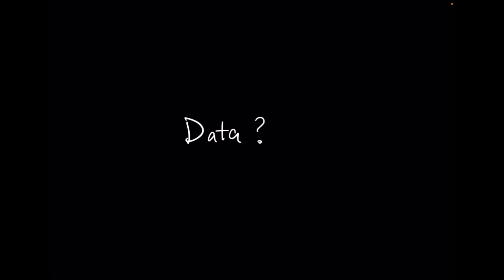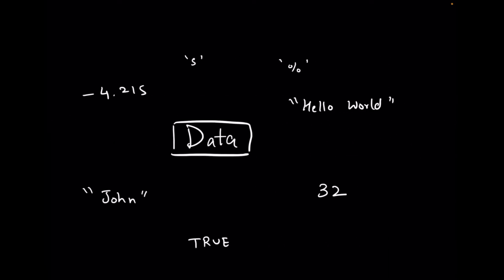So, let's look at some examples. Here are some examples of what data would be. This name John might be used in your program somewhere or might be stored in your memory somewhere. This would be some data. Numbers like 32 or minus 4.215 would also be data. Characters like S or percentage would also be data, right? So this is all there is to understand about what data actually is.